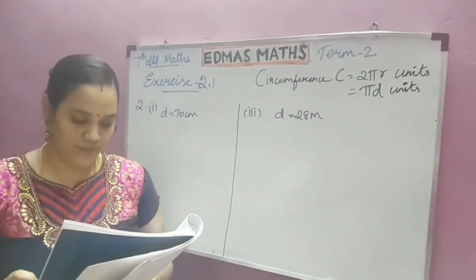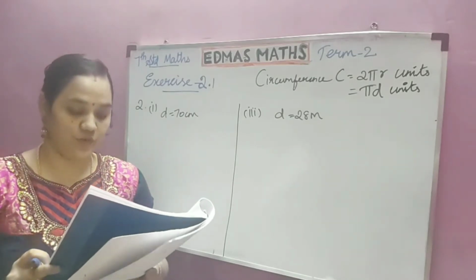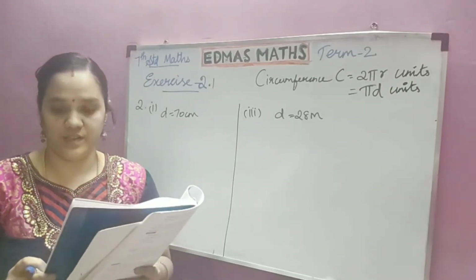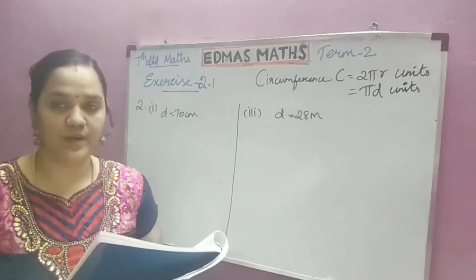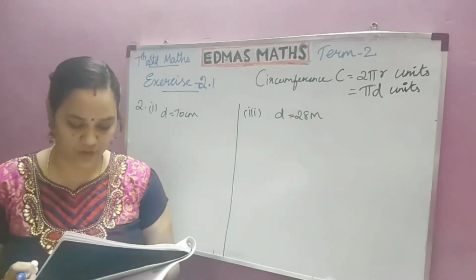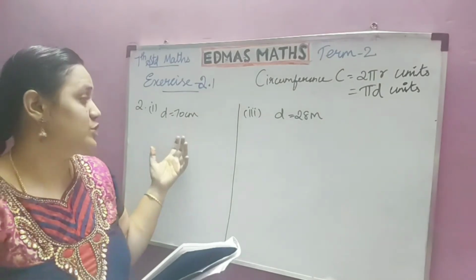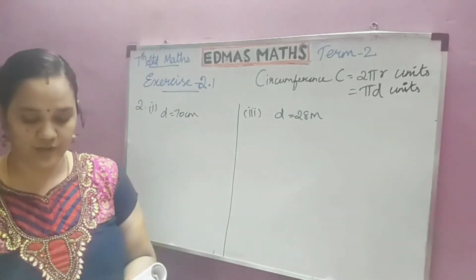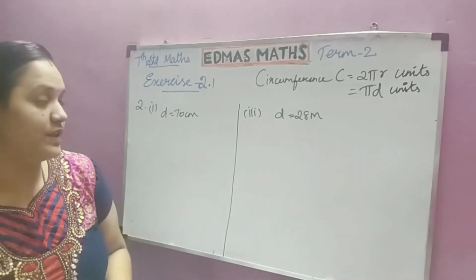The second problem, the question is, diameters of different circles are given below. Find their circumference. Okay, take pi equal to 22 by 7. It is given in your problem itself. Okay, so now we are going to do the first option and third option. Here diameter is given and we have to find out the circumference of the circle.